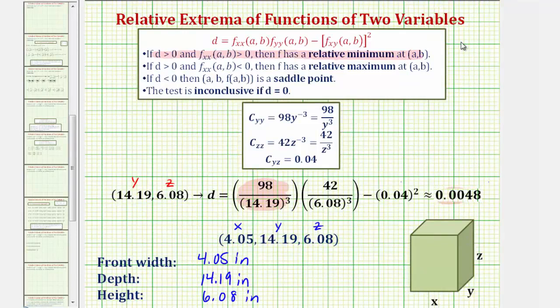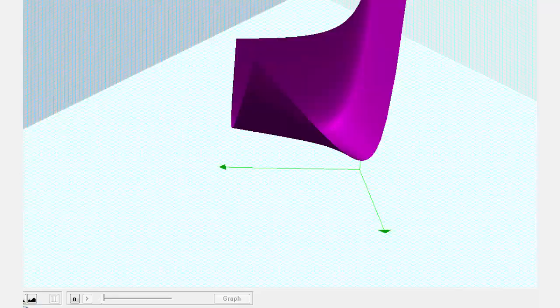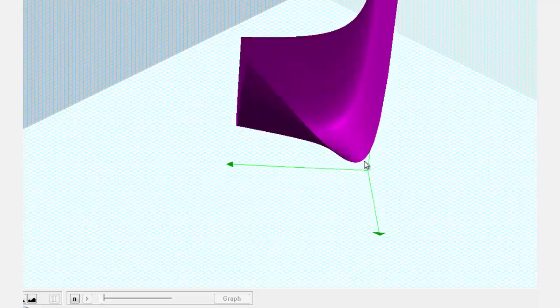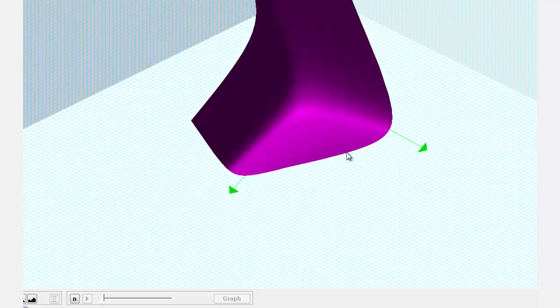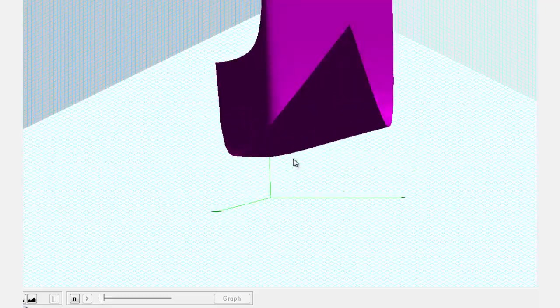Let's finish by looking at our cost function, where we have the cost function in terms of y and z. In 3 dimensions, this would be the surface, where these lower axes would be the y and z axis, and the cost would be along the vertical axis. We can see there's a low point here, and that occurred at our critical point that we found.